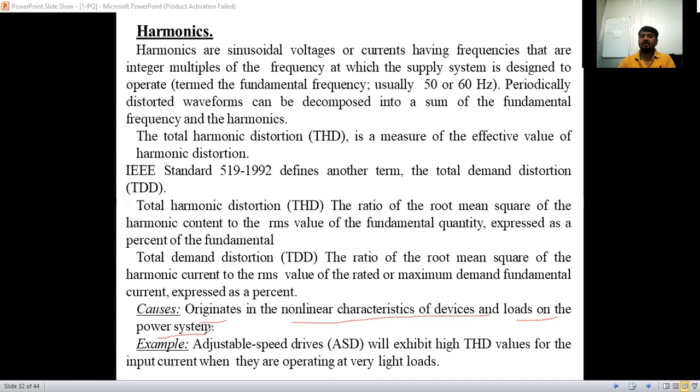Example they are given here now. Adjustable speed drives (ASD) will exhibit high total harmonic distortion values for the input current when they are operating at very light loads. For light loads, the total harmonic distortion of the input current is very high. Especially it is going to affect speed controls and inductive loads.